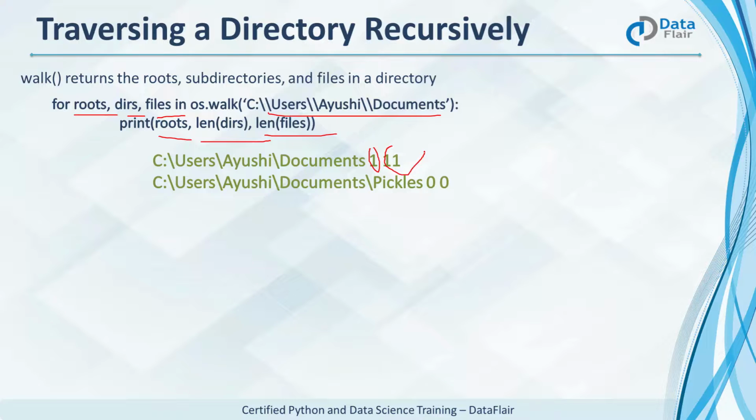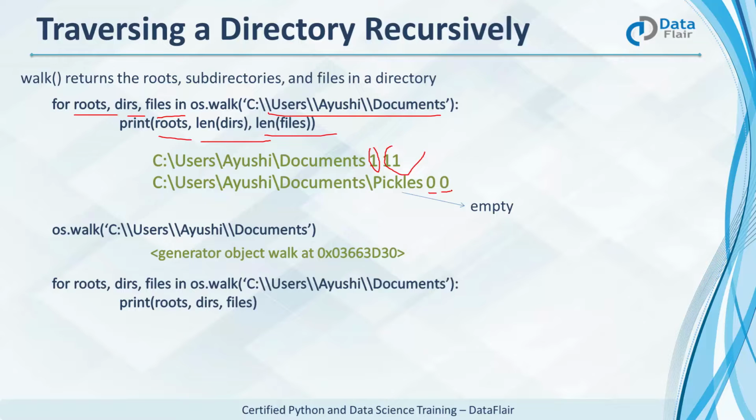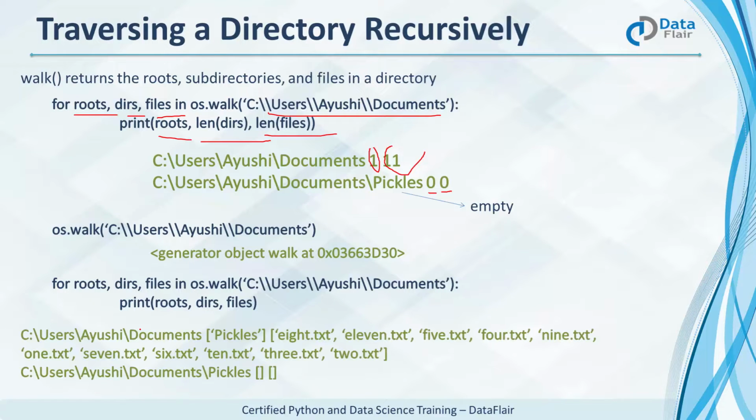Pickles is a directory inside documents. This has 0 directories and 0 files. This is an empty directory. We had to access the values this way because walk gives us a generator object. And can we just print out the list of roots, subdirectories and files? In documents, we have the pickles directory and these 11 files. And in pickles, we have nothing.